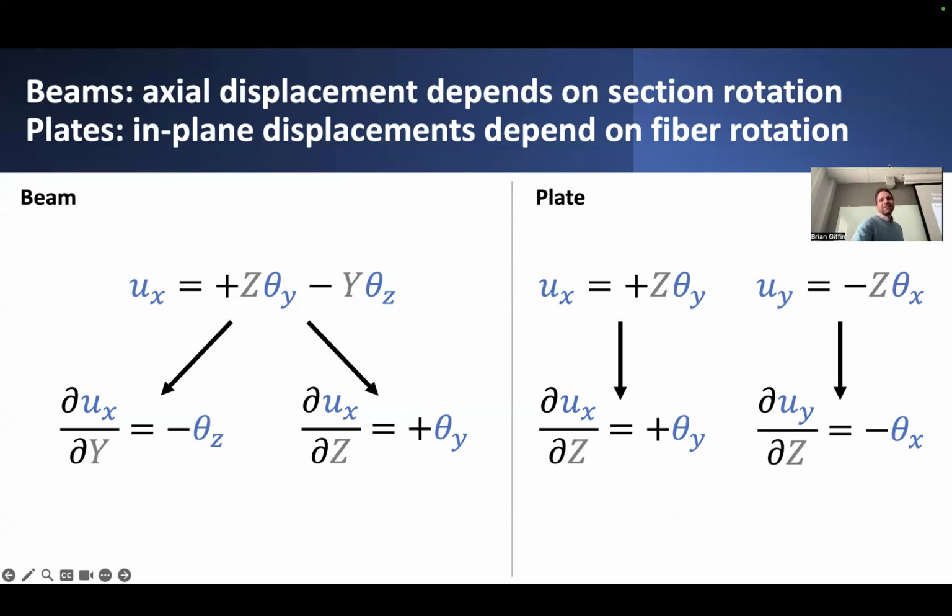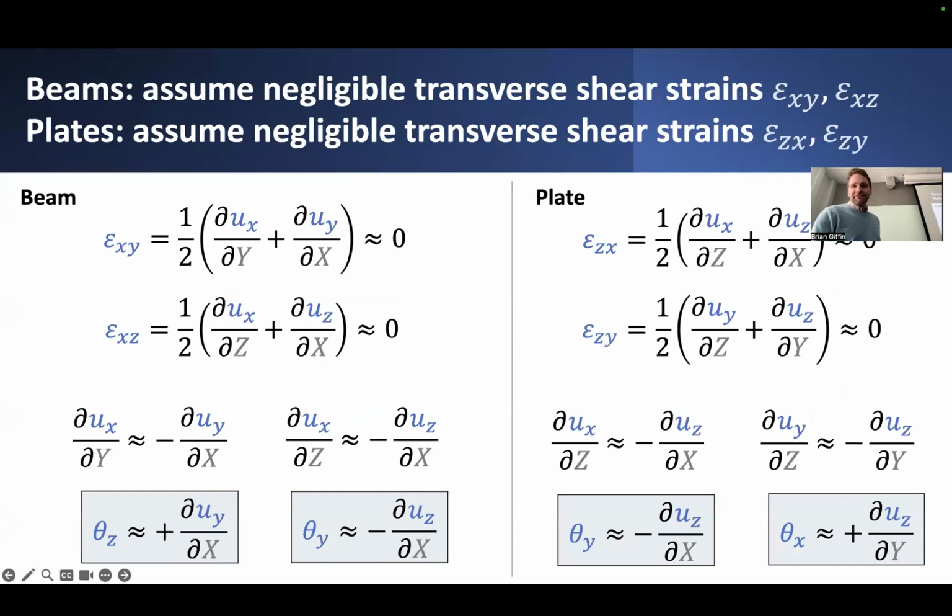Okay, so now that we've come up with these relationships, we need to actually invoke some of the assumptions of Euler-Bernoulli beam theory in particular. Up to this point we've said only that the cross-section remains plane or that the fiber remains straight, but we haven't strictly enforced the requirement that it maintains an orientation strictly perpendicular to the neutral axis of the beam, or that the fiber maintains an orientation perfectly perpendicular to the mid-surface of the plate. To enforce those conditions, we basically have to invoke the assumption that the transverse shear strains, either in the beam or through the plate, are roughly negligible or close to zero.